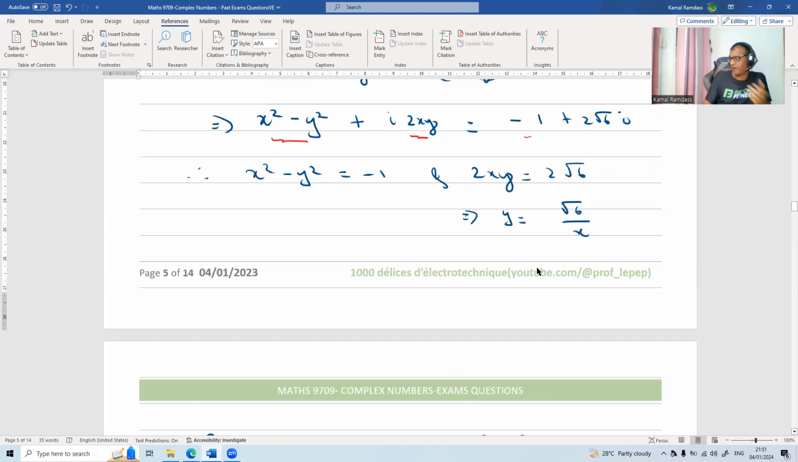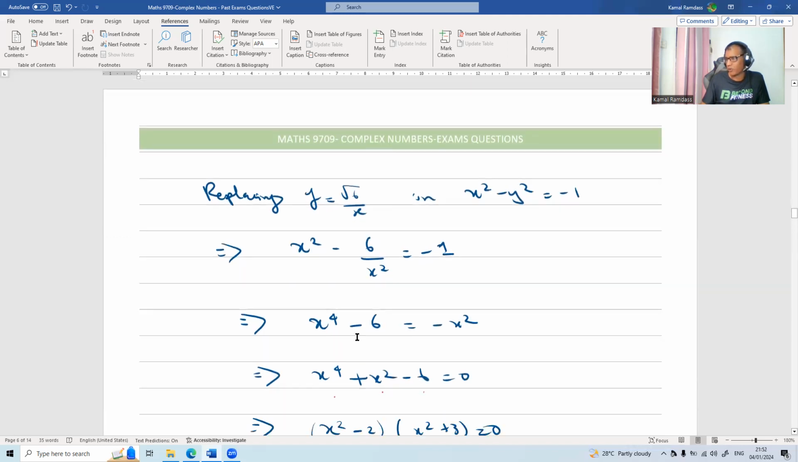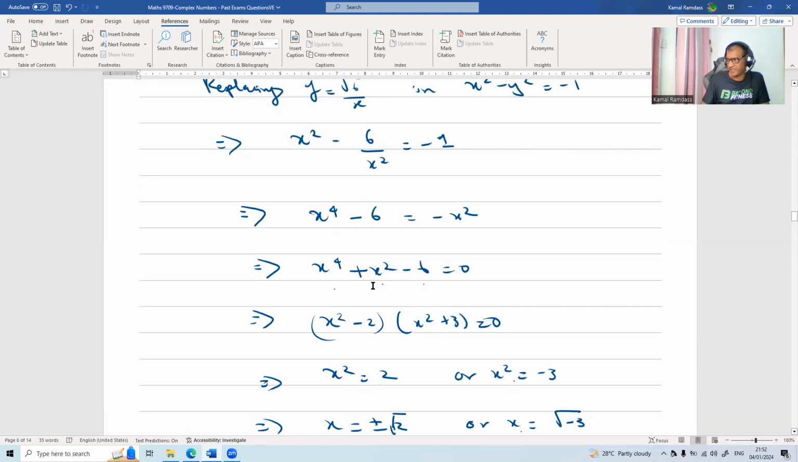Et de là, je prends ça, je move ça back here. Je remplace y by √6 over x. Finally, je get x² − 6 over x² is equal to −1. Je get x⁴ − 6 is equal to −x². Je get x⁴ + x² − 6 est égal à 0. OK? Et ça, c'est quadratique in x². Et je factorize easily. Et minus 6, factor 2 and 3. Ça veut dire 3 pour positif, 2 pour négatif. Ça veut dire (x² − 2)(x² + 3).